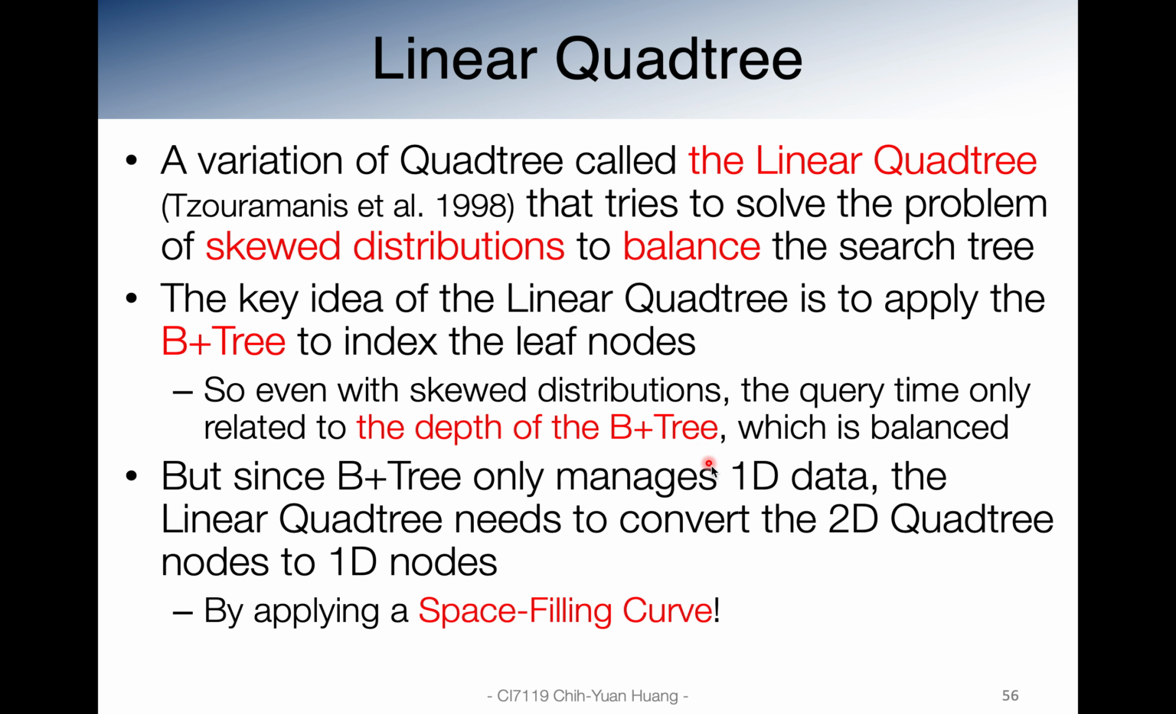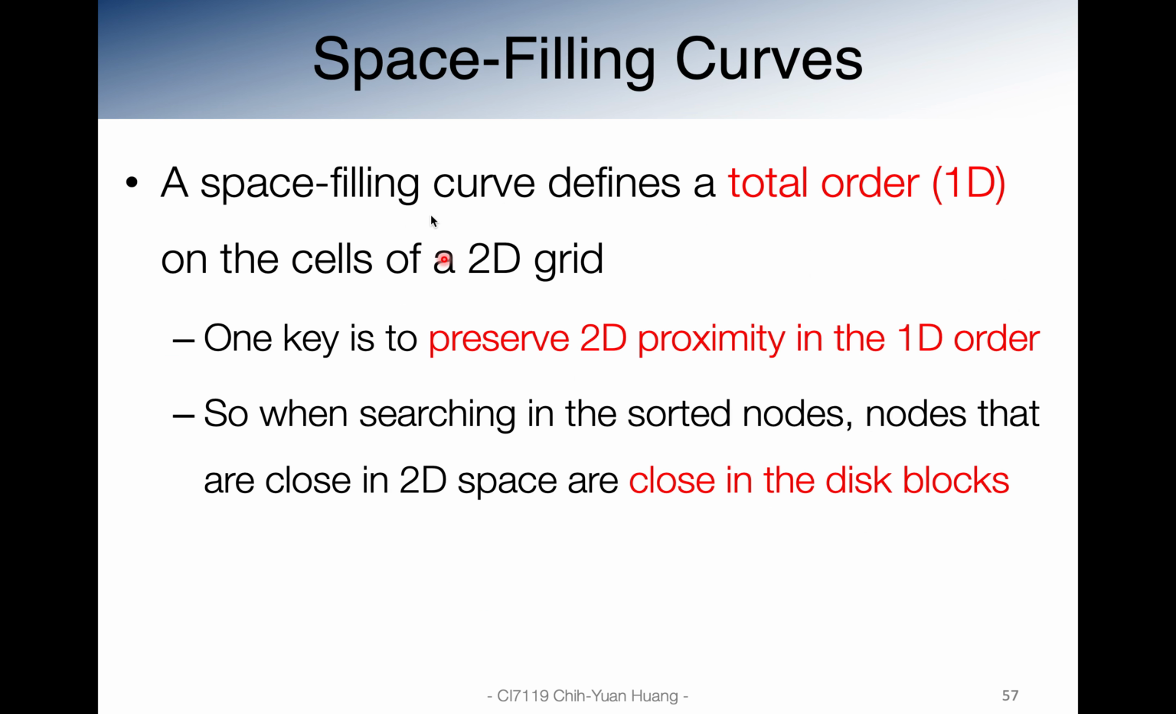However, there's one big issue, because the B plus tree only manages one-dimensional, sortable data, but the quadtree is two-dimensional. So it means that the linear quadtree requires converting the two-dimensional quadtree nodes to one-dimensional nodes. And how to do that? We are going to talk about one important mechanism, which is called the space filling curve. So what exactly is the space filling curve?